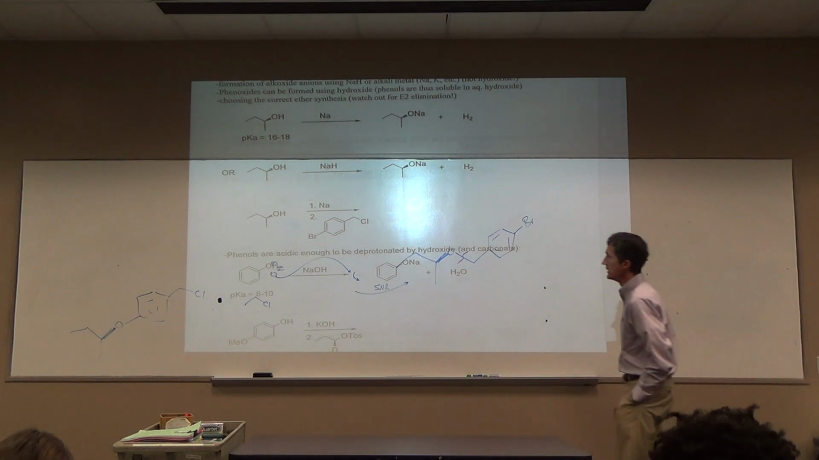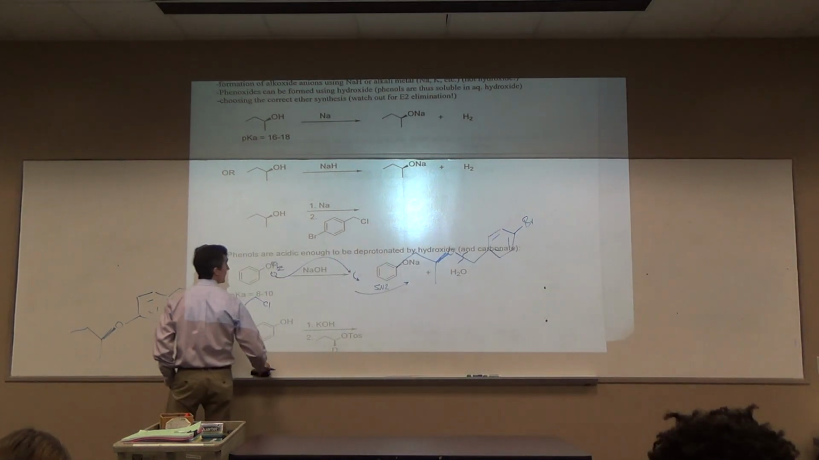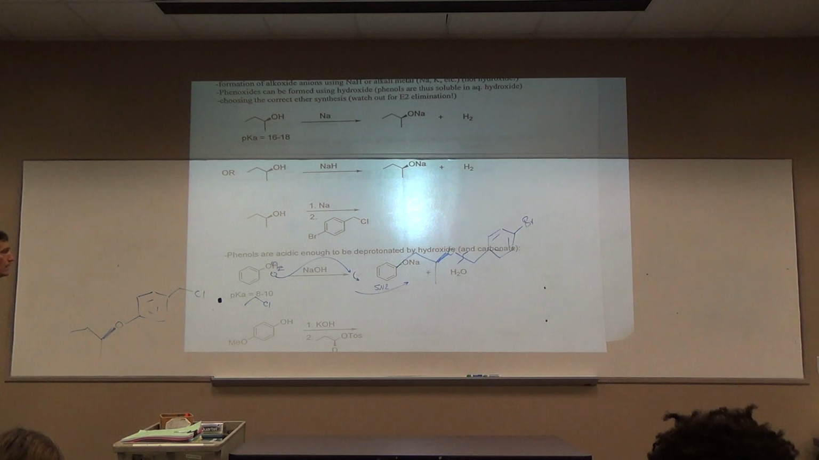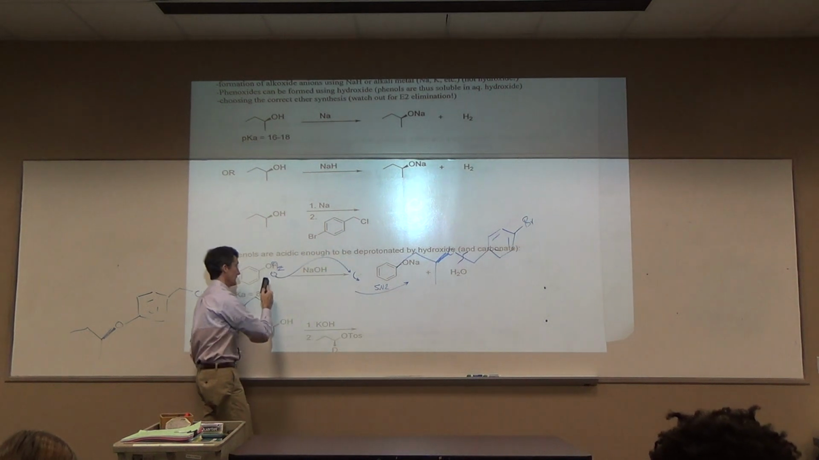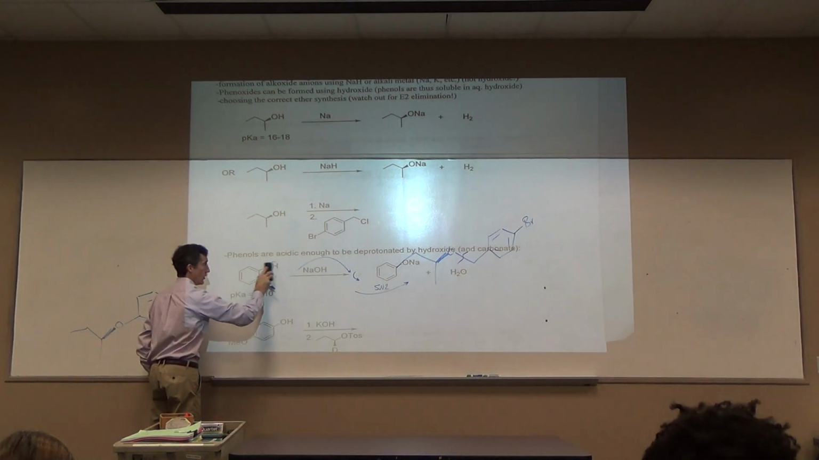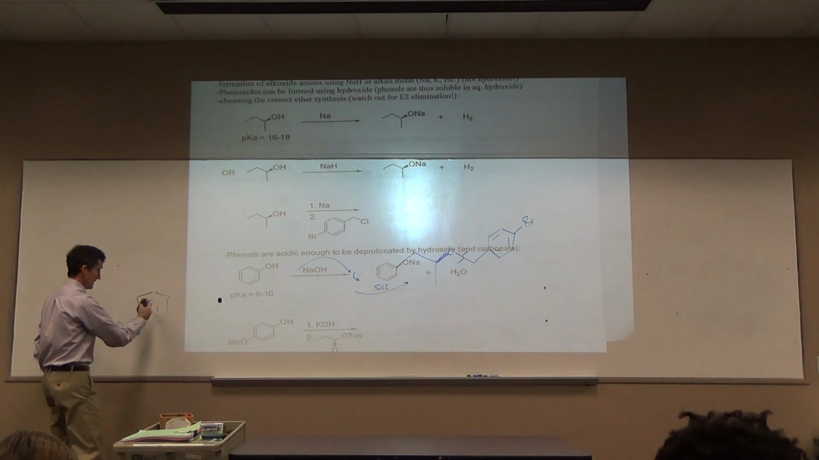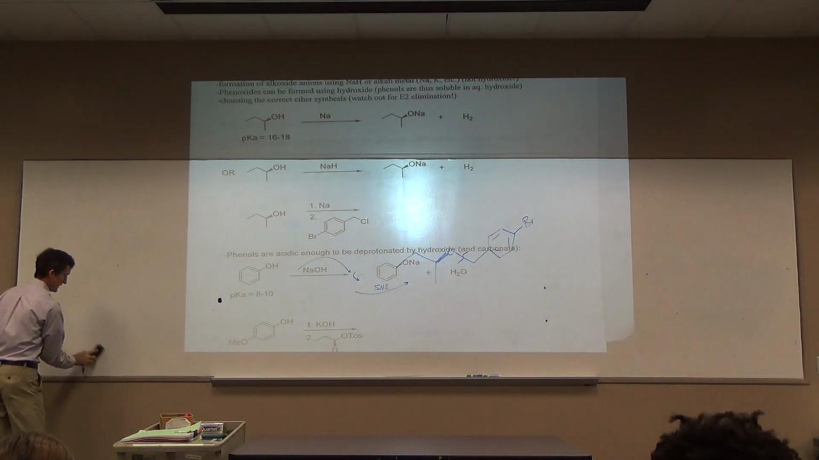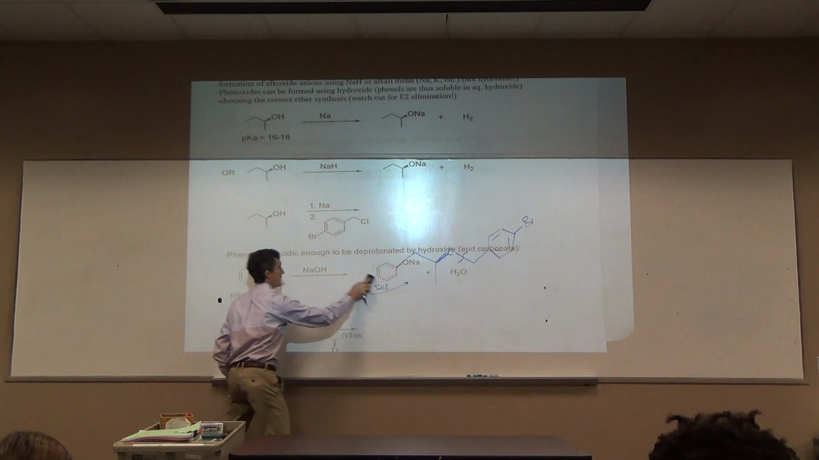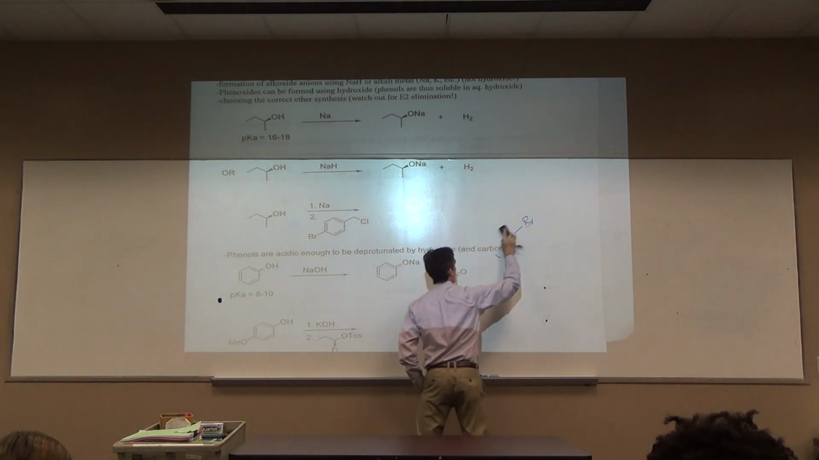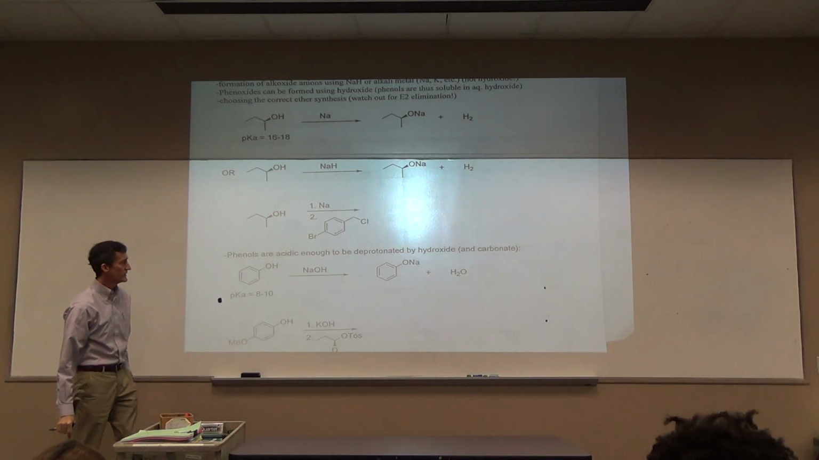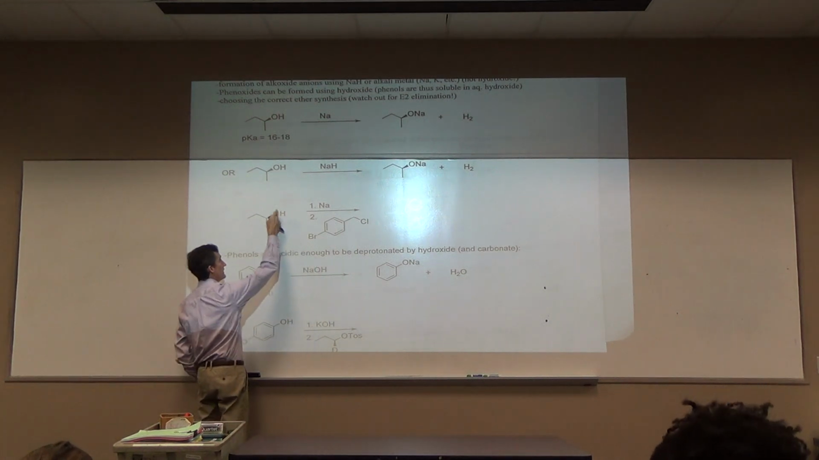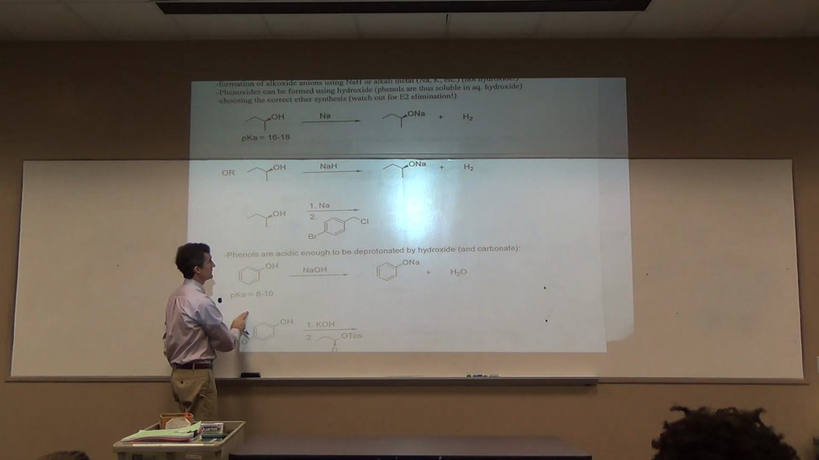Reaction below, phenols. Up here, that's a phenol. This is a phenol, OL, alcohol. Benzene is called a phenyl ring. Phenols are acidic enough to be deprotonated by hydroxide. Not a regular alcohol, but phenols, yes.